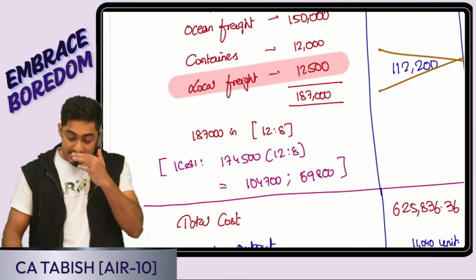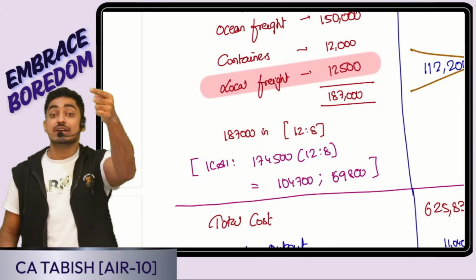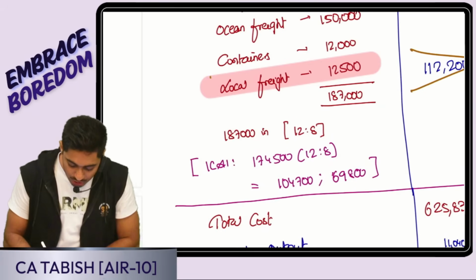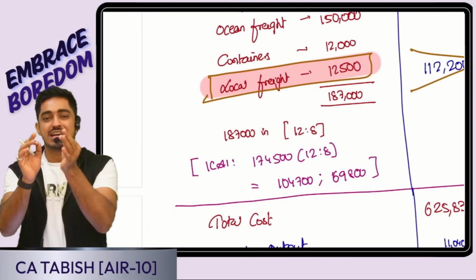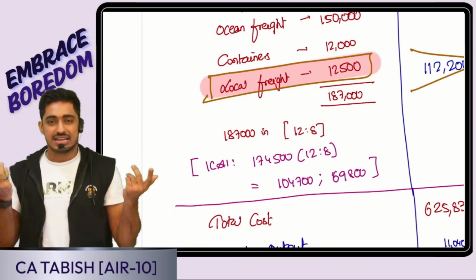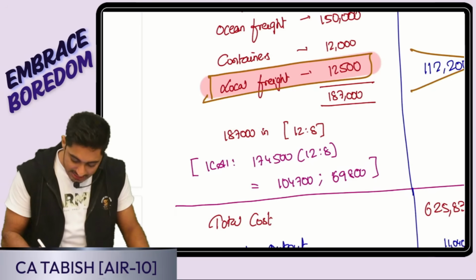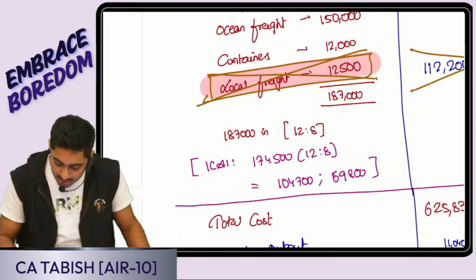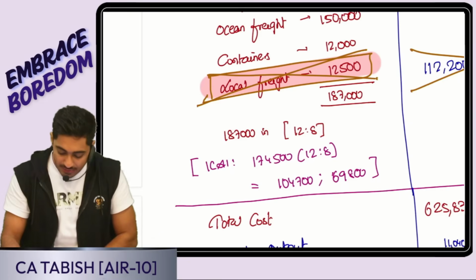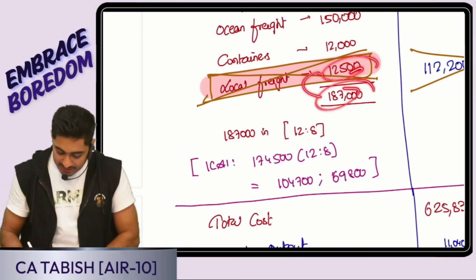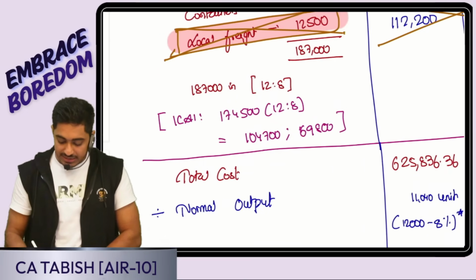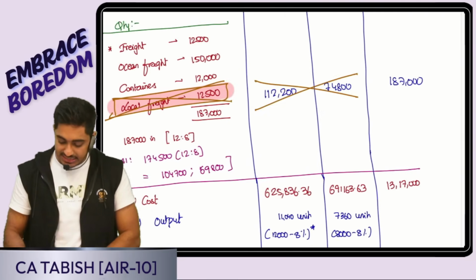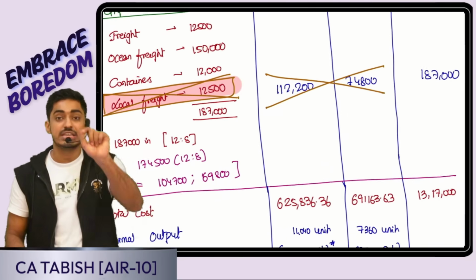Why? Because here I have told you one item the institute has ignored in the subsequent calculation, which is local freight. It is just a mistake the institute has committed while doing the calculation. In a hurry they have committed a mistake. So they have ignored this. What they did is they have taken 1,87,000 minus 12,500, which is 174,500. That they distributed in the ratio. They'll be getting 1,04,700 and 69,800. That is what the institute has done.